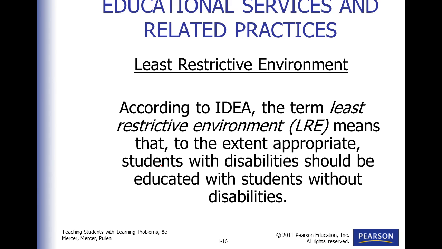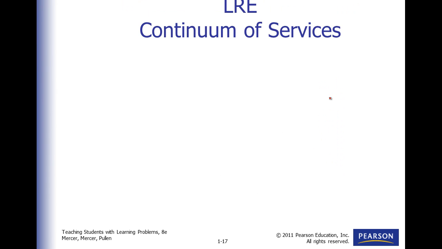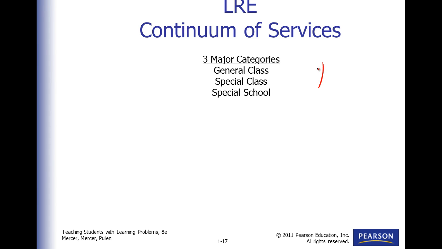And that's what we call, in my opinion, the company line from the federal government. The feds decide this, and so we try to figure out where it's best for them, so they can be with students without disabilities as much as possible. So here's this continuum of services, three major categories: a general class, a special class, or a special school. Okay, so generally, all the kids on IEPs are going to fit one of these three categories.